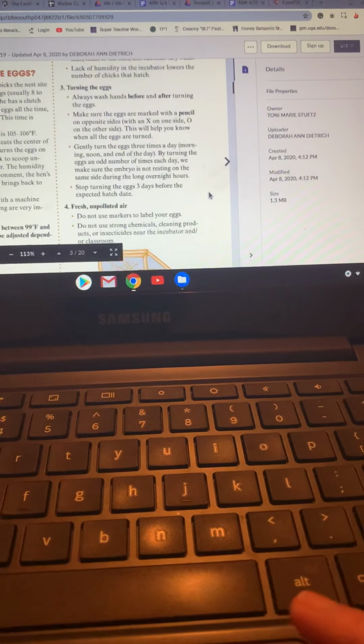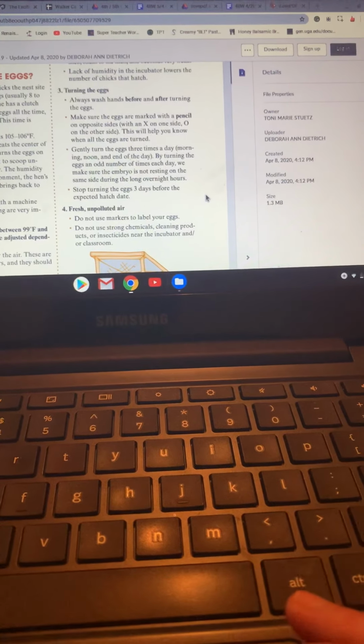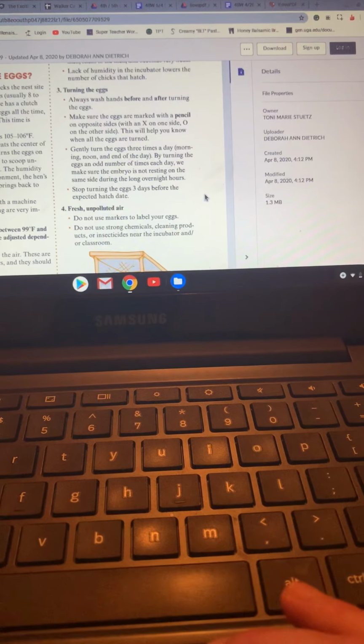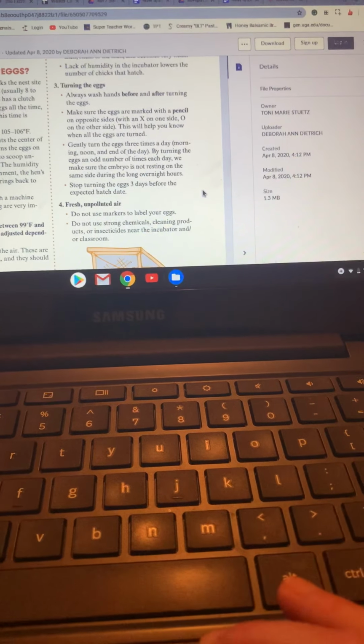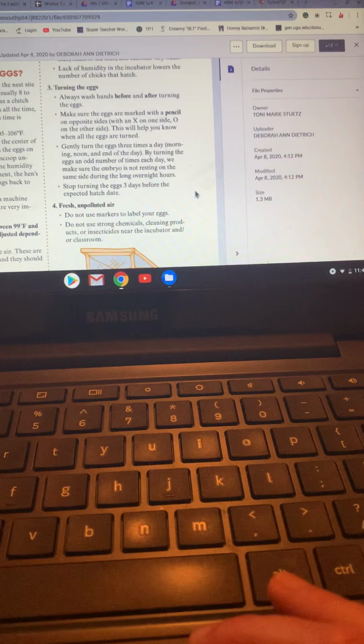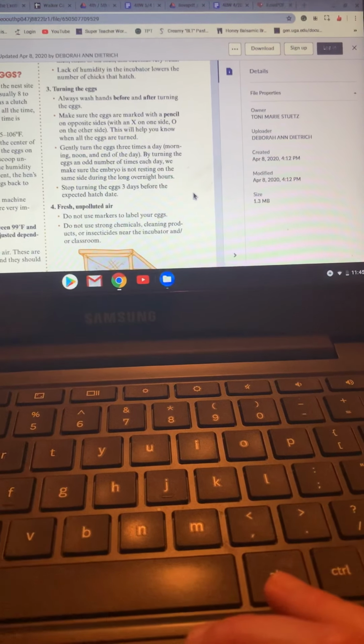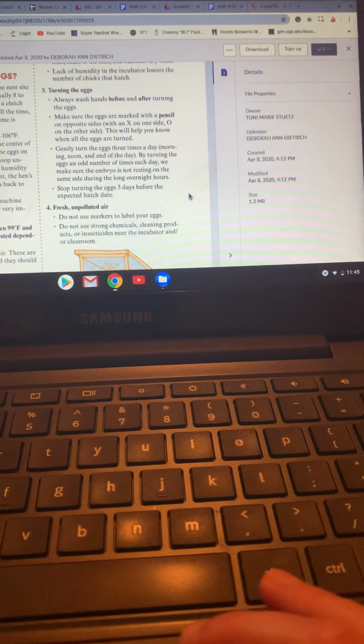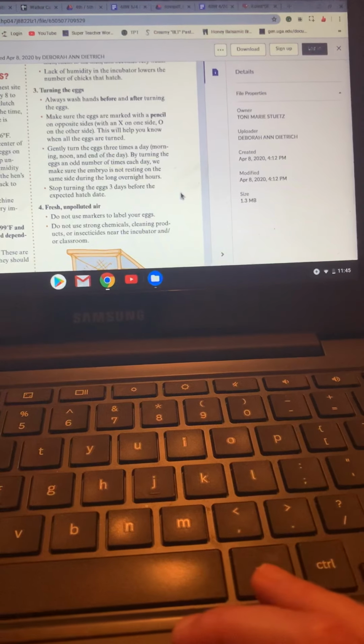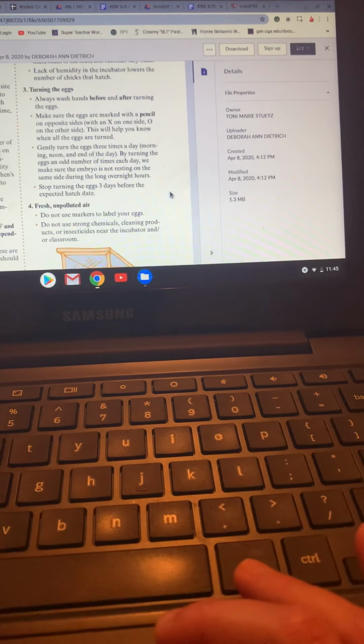Number 3, turning the eggs. You always want to wash your hands before and after turning the eggs. Make sure the eggs are marked with a pencil on opposite sides, with an X on one side and an O on the other side. This will help you know when all the eggs are turned.